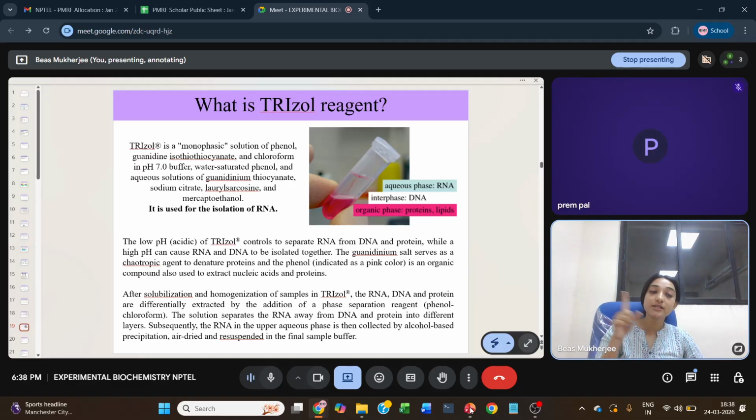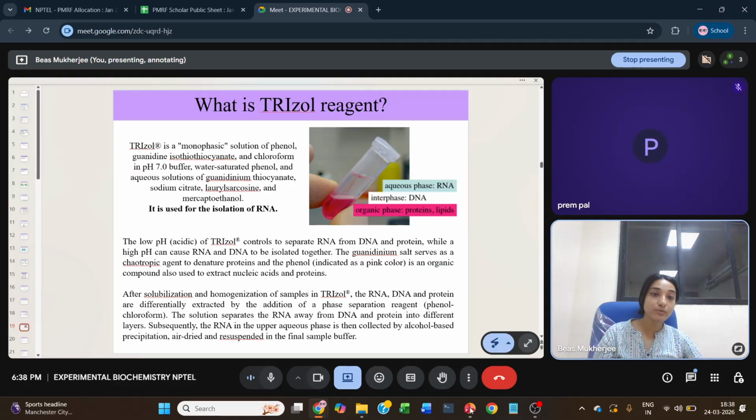Okay, that is why in the plasmid isolation protocol you saw RNase A was there, to prevent any RNA in the product. Now guanidine salt serves as a chaotropic agent and denatures the proteins, and the phenol, indicated in pink color, is an organic compound which is used to extract the nucleic acids and proteins.